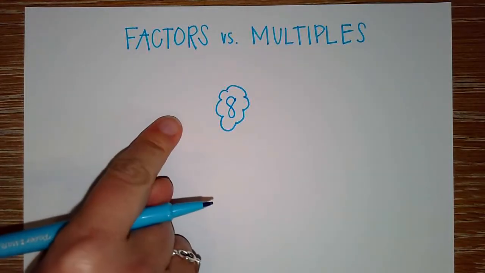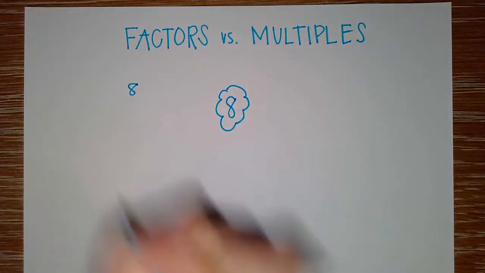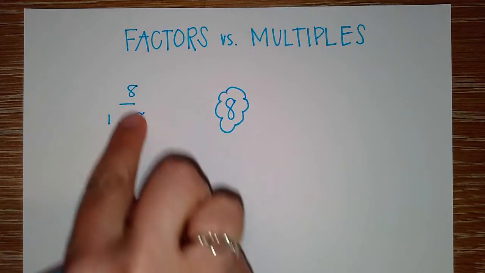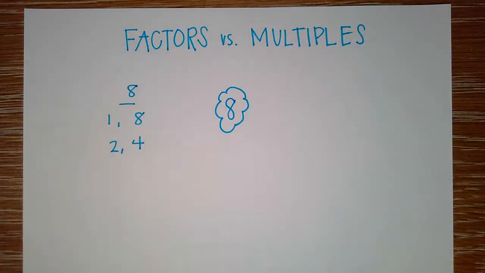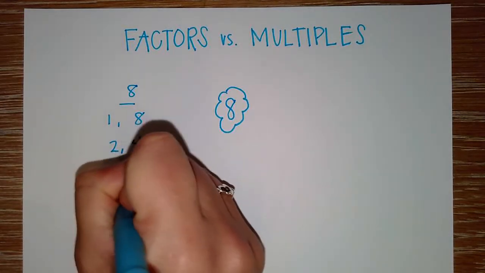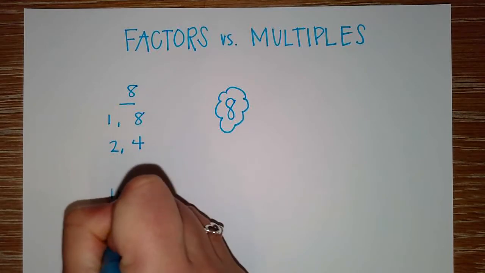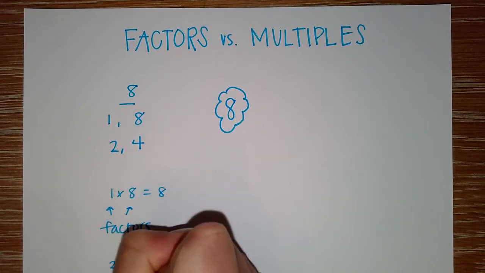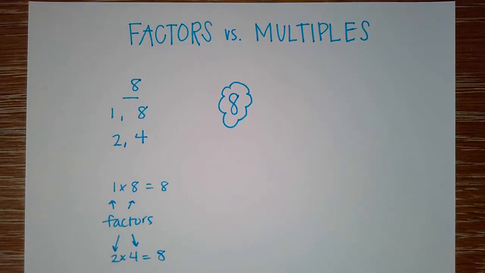If I'm going to find the factors of 8, I would make a list and say, okay, well, 1 and 8: 1 times 8 equals 8, and 2 times 4 equals 8. So 1 times 8 equals 8. That 1 and that 8 are your factors, as are your 2 times 4.